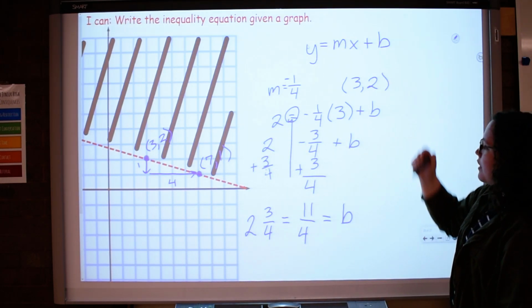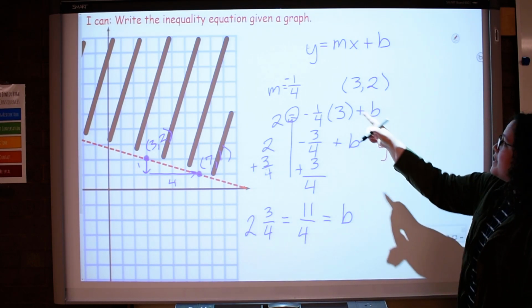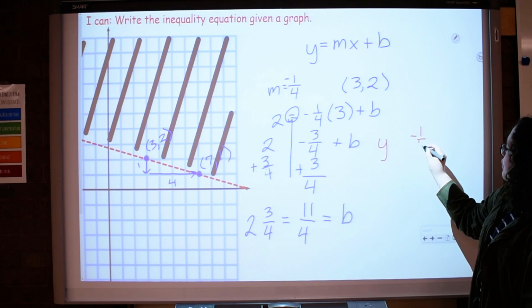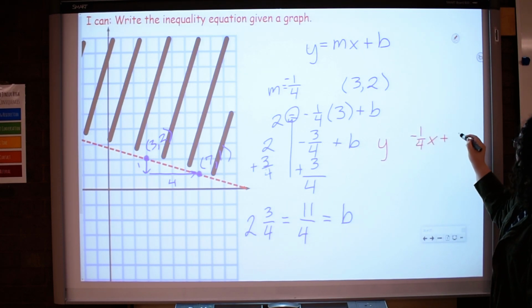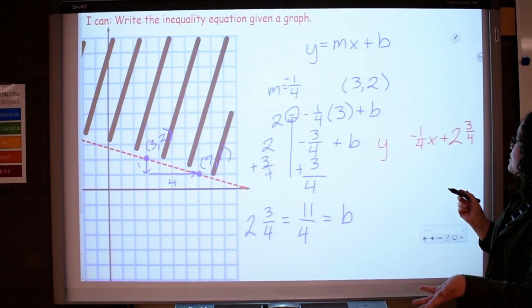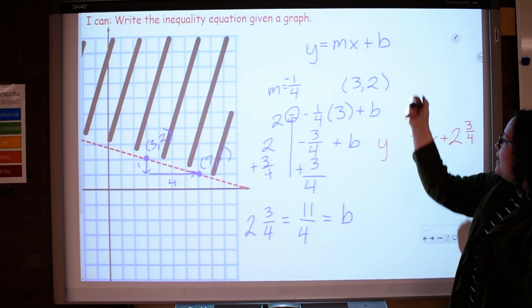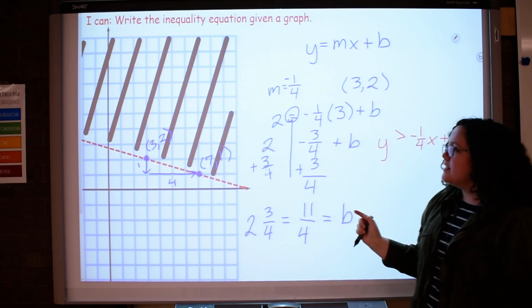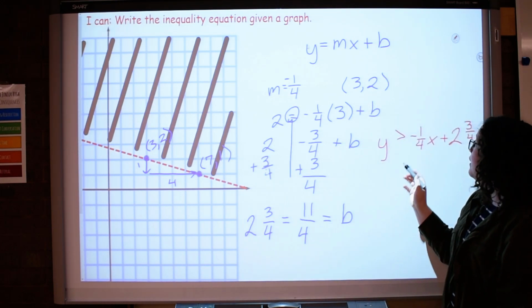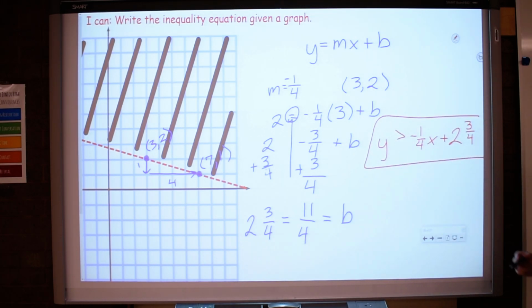So, starting from here again, I've got my y, and my slope is going to be negative 1/4 x plus 2 and 3/4, or 11/4. Either way works just as well. Now let's figure out what should go in this part right here. Okay, well, shaded above, it's going to be greater than. The line is dotted, which means it is not included, so it stays like this. There you are.